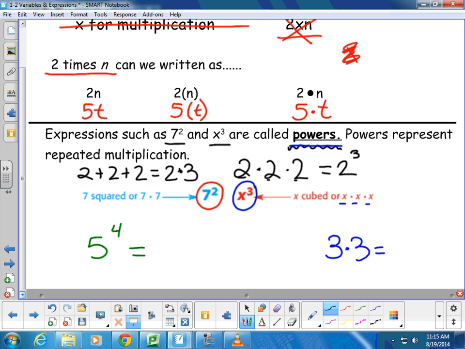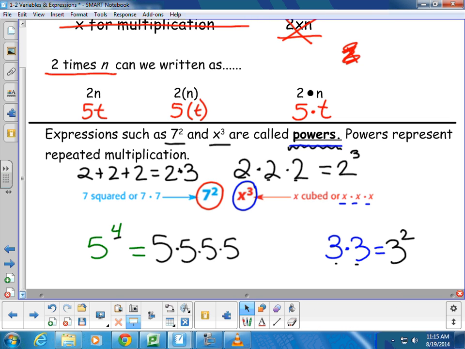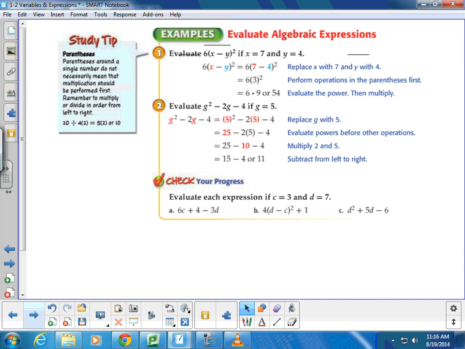So this would just be that 5 is being multiplied by itself 4 times. 3 is being multiplied by itself 2 times. So 3 to the power of 2, 5 to the power of 4, and that's what the powers look like. This is a lot of graphics, and it's in your book. I just wanted to pull it up so that you remember that you can look in your book and try to figure these out.